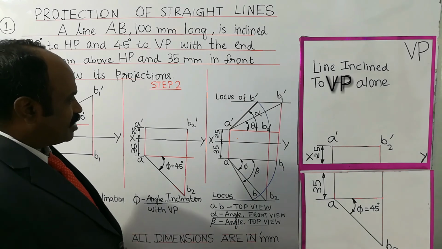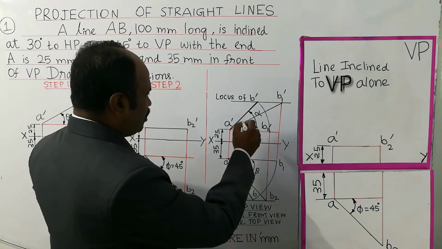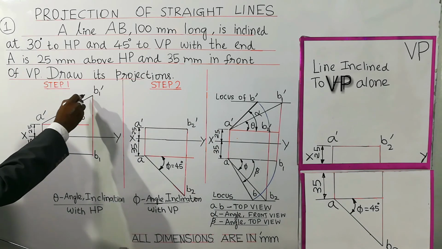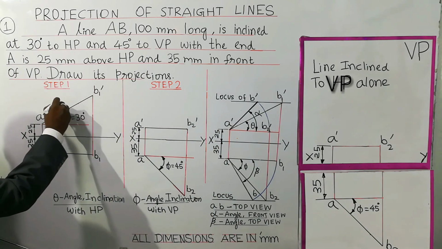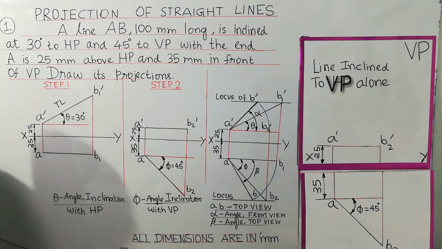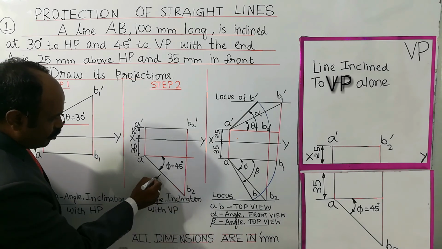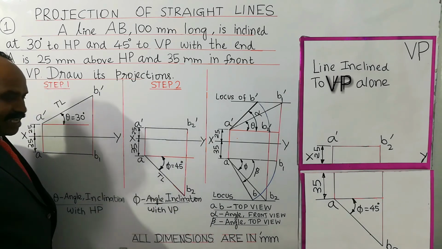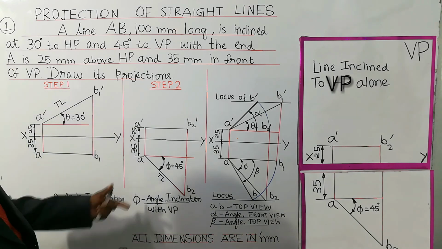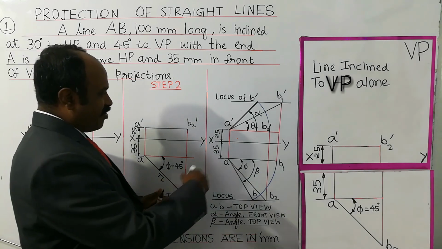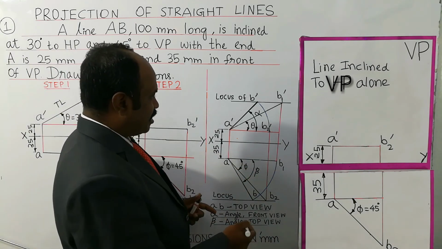And further, one more point to consider: A dash B1 dash is a true length, marked as TL. TL represents the true length of the given line, 100 mm. And AB2 will also give the true length, indicated by TL. TL represents a true length of 100 mm. Here also 100 mm. And both are combined to form the final step called step 3.